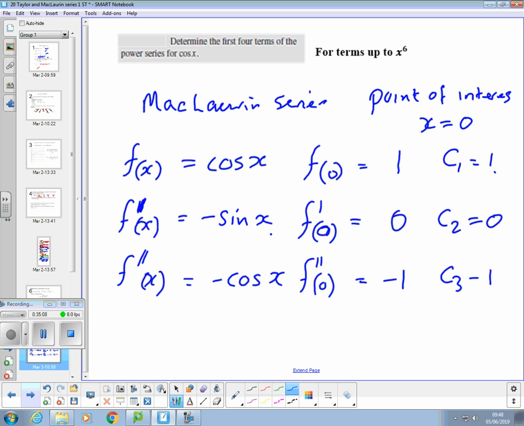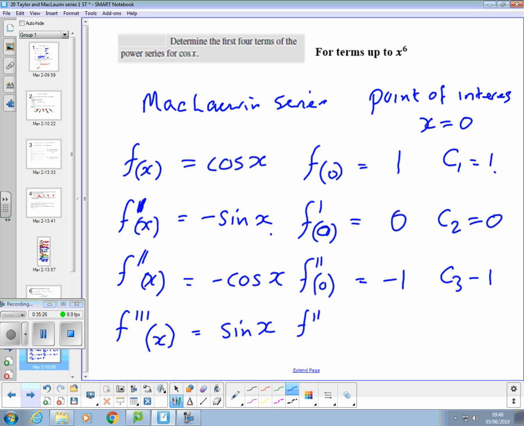C3 is minus 1. f triple dash is equal to, differentiate minus cos x, you get sine x.